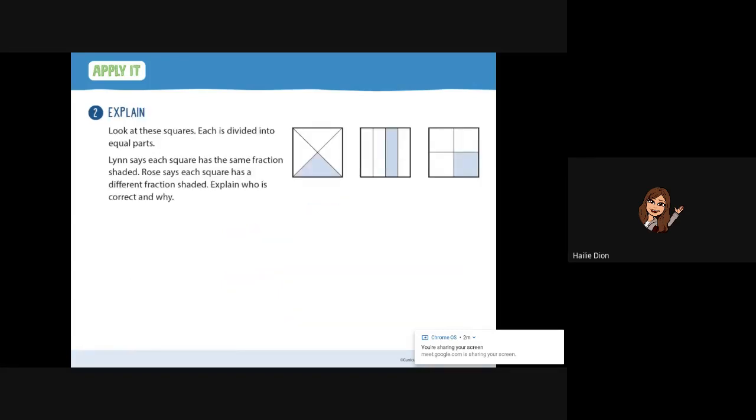Now, we have to look at these squares, and each is divided into equal parts, which means all are valid to make a fraction with because they have equal parts in their model. So, Lynn says each square has the same fraction shaded. Rose says each square has a different fraction shaded. Who do you think is correct and why? So first, let's go through and label the fractions for each of these models.